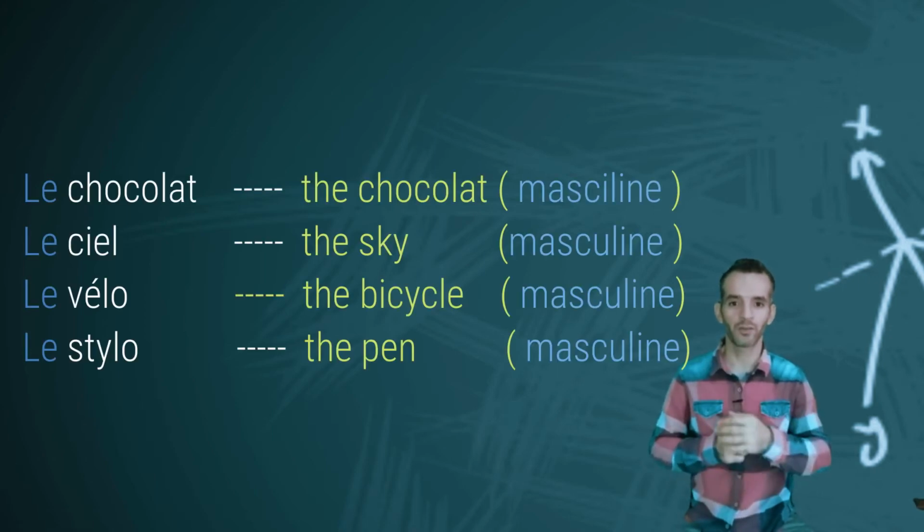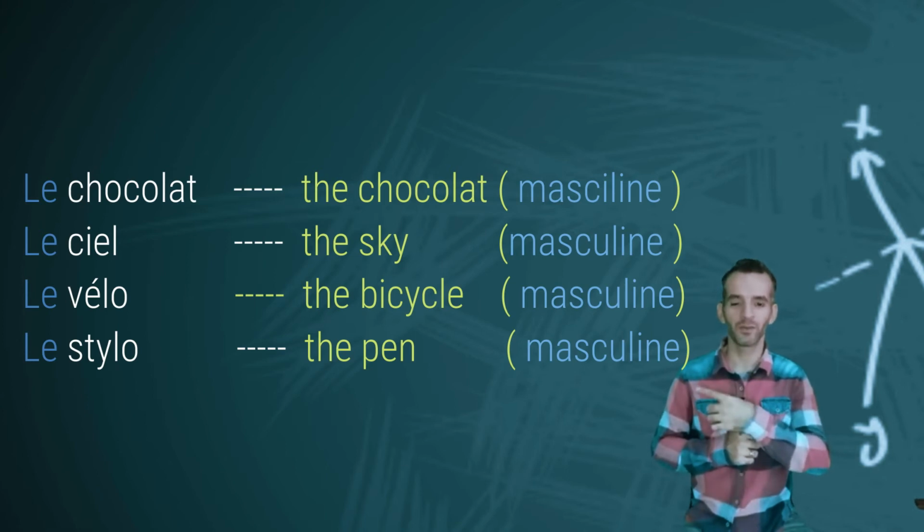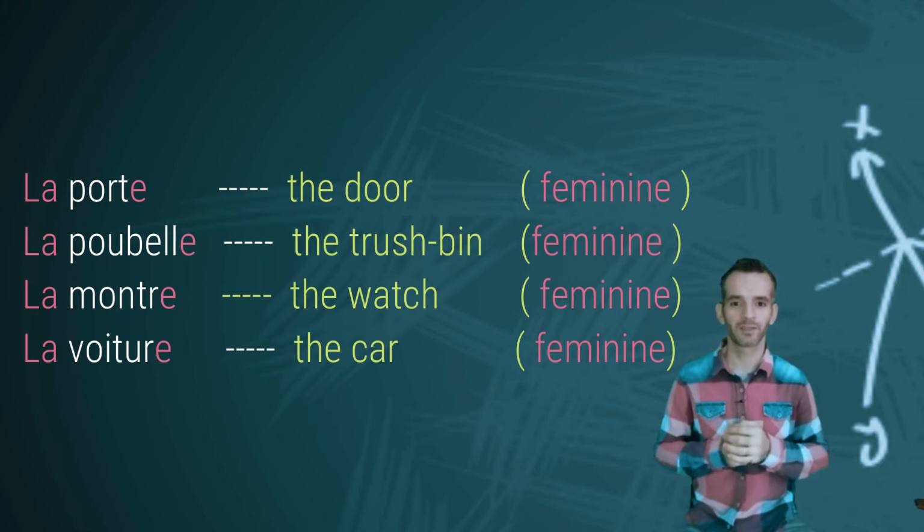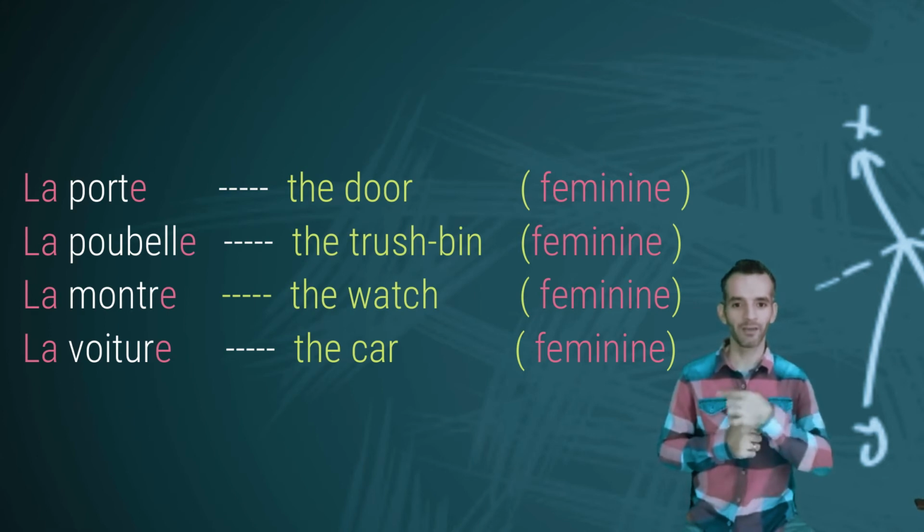Let's have a look at the following examples. Le chocolat, chocolate. Le ciel, the sky. Le vélo, the bicycle. Le stylo, the pen. La porte, the door. La poubelle, the trash bin. La montre, the watch. La voiture, the car.